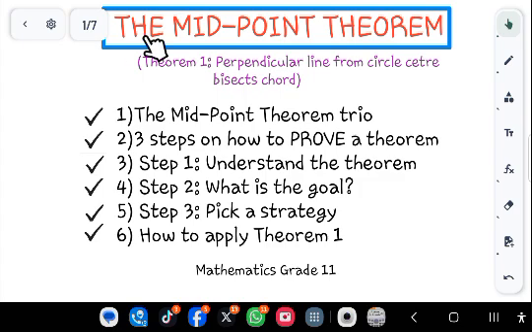And in this video, we're going to focus on the midpoint theorem trio of theorems. We're going to focus on the first one, which says Theorem 1: perpendicular line from circle center bisects chord. And this is for mathematics Grade 11 Euclidean geometry.